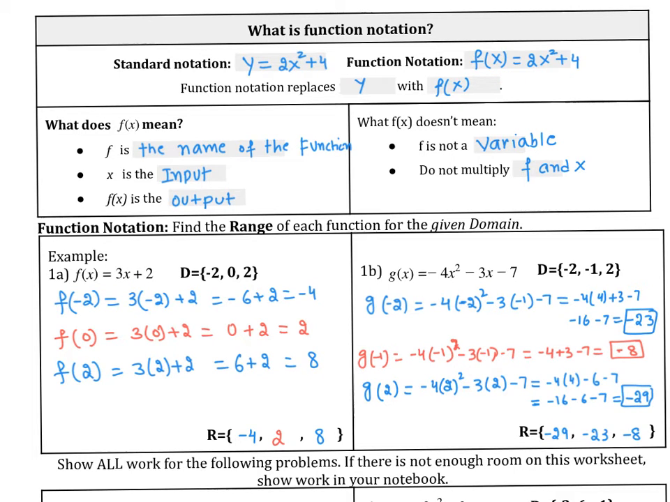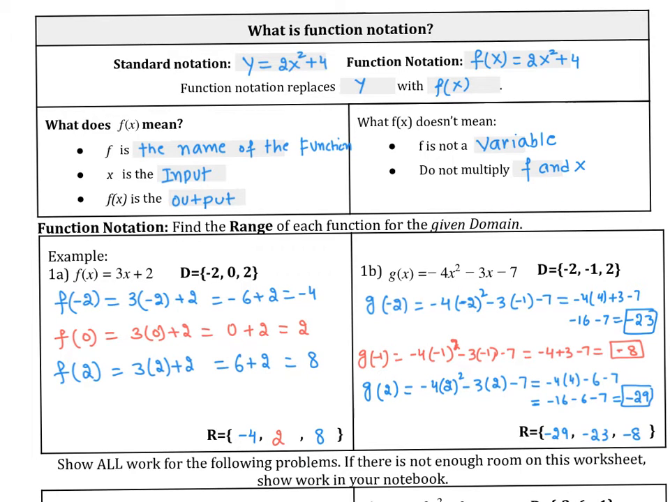So all it is, when you have a function notation, you replace y with f(x). So f is the name of the function, x is the input, and f(x) is the output. f is not a variable, so do not multiply f and x.